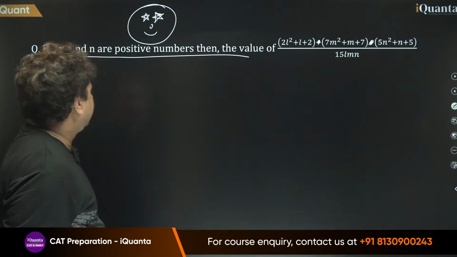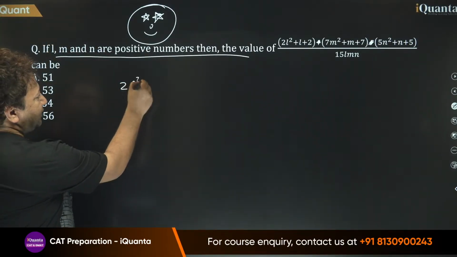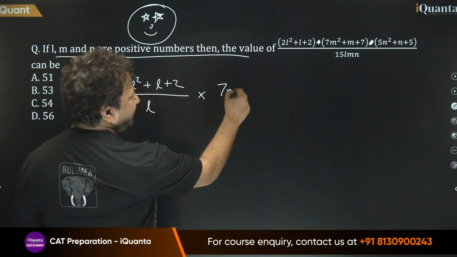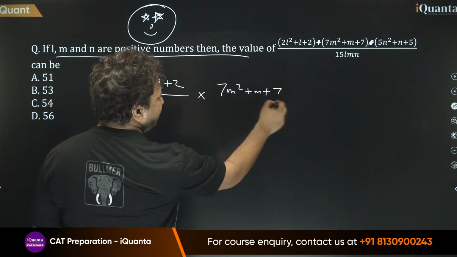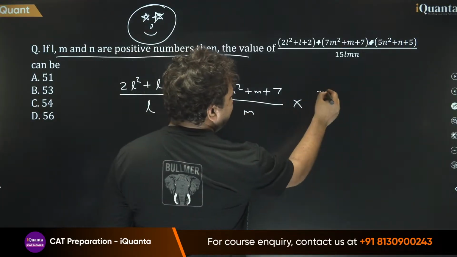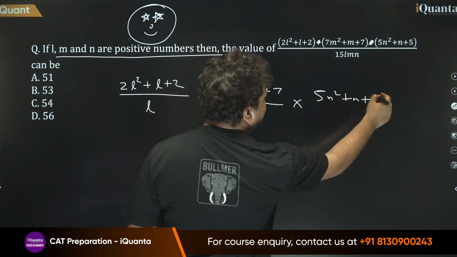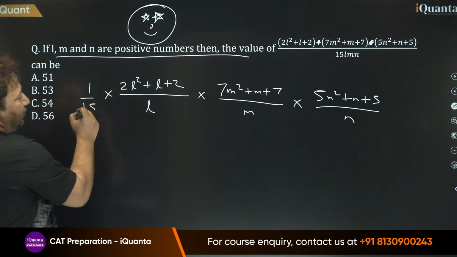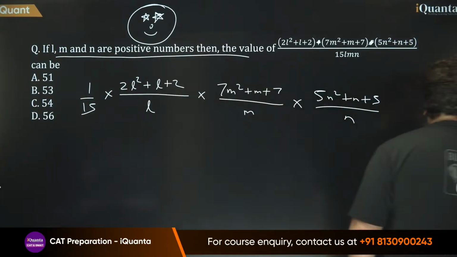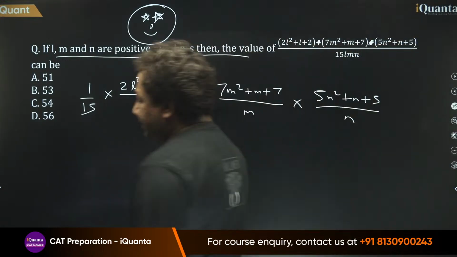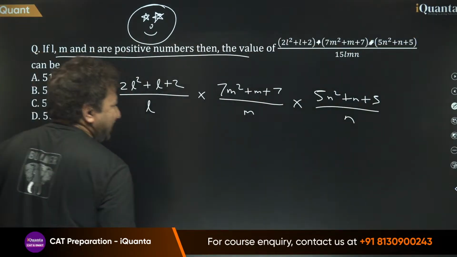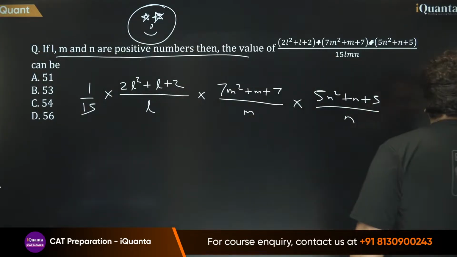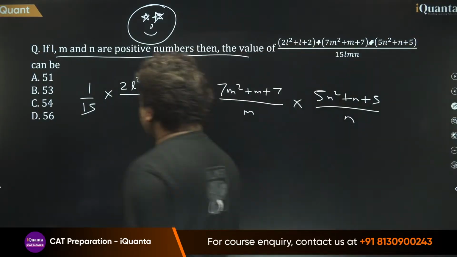What I'll do here, everybody look at it. 2L square plus L plus 2 divided by L multiplied by 7M square plus M plus 7 divided by M multiplied by 5N square plus N plus 5 divided by N, and this 1 by 15, let us keep it outside. Do you understand that? What did I do? I just kept the like terms together. In the numerator and denominator, I kept L, M, and N respectively. This will solve a lot of problems.